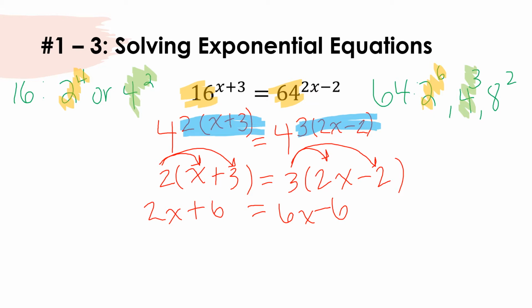Now we need to get our variables to one side and our constants to the other. So I'm going to move the 6x that's on the right to the left by subtracting it, because right now it's a positive 6x and the opposite would be negative. That's going to get rid of the 6x on the right. And then I'm going to move the constant of 6 that's on the left to the right by subtracting it.